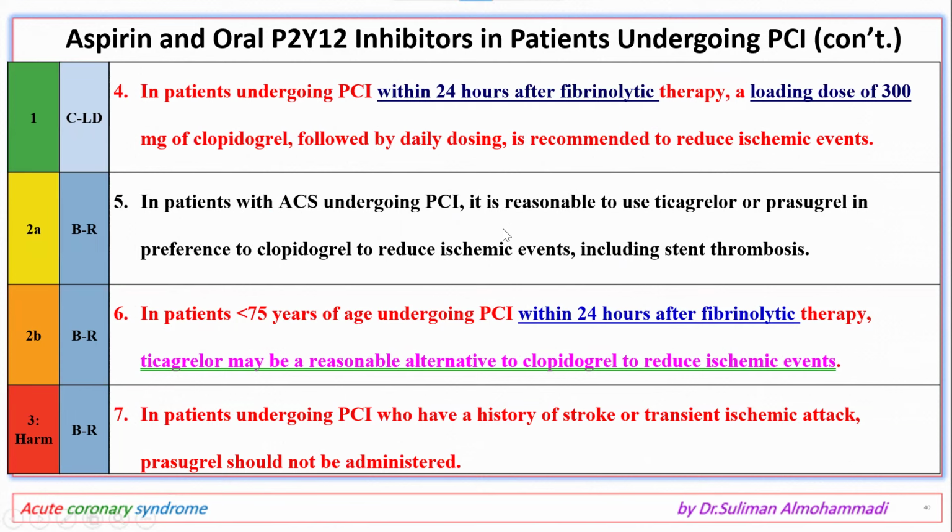It's also reasonable to use ticagrelor or prasugrel in preference to clopidogrel to reduce ischemic events and stent thrombosis. This is also taken from the ACS guideline for revascularization. In patients 75 years old or younger undergoing coronary angiography within 24 hours after thrombolysis, ticagrelor may be a reasonable alternative to clopidogrel to reduce ischemic events, but take full precaution that the patient is at high risk of bleeding if ticagrelor is given in less than 24 hours after thrombolytic agents. In patients undergoing PCI who have a history of stroke or transient ischemic attack, prasugrel should not be given. So this is the contraindication to prasugrel.